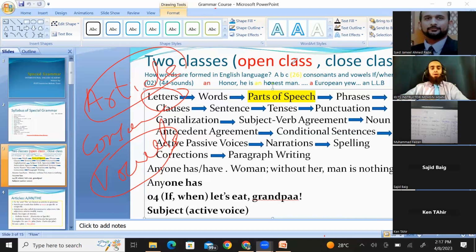All right. Now, articles, consonants and vowels. What is the purpose of distributing letters into vowels and consonants? Yes, anyone? That is very easy. Do you know anything about articles? What are articles?